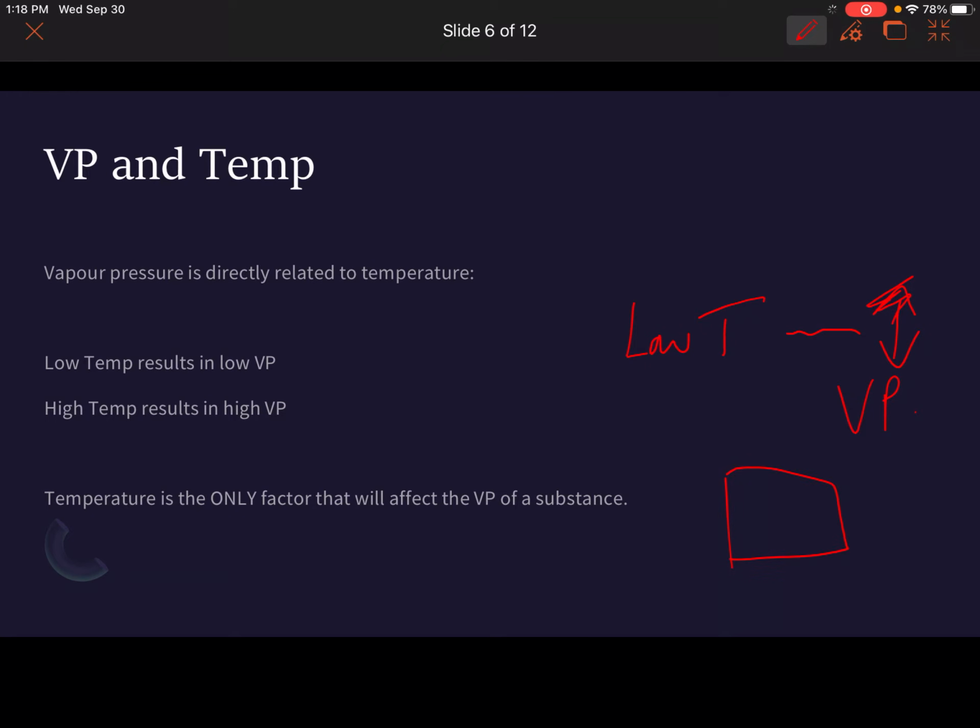If you had a closed system, so this is our liquid particles here. That's a terrible drawing. Even I can't handle that one. Woo! There we go.